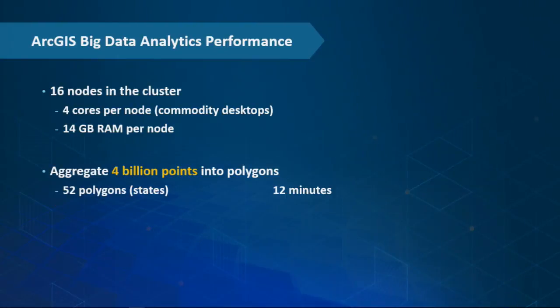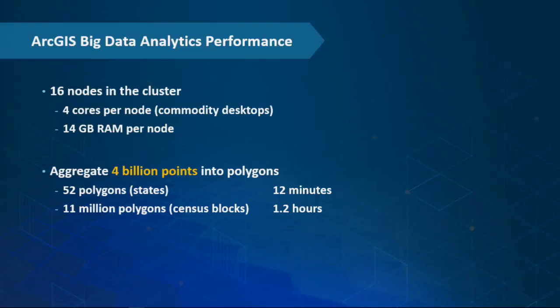Now, we threw an even bigger test at it. Same machine. We created a data set that had 4 billion points. And we wanted to aggregate those 4 billion points into polygons. So we said, let's just take the US states polygons, of which there are 52, with DC and Puerto Rico. This is Tiger data, okay? Anyway, to aggregate the 4 billion points into the Tiger states geometries, you get that done in 12 minutes. That's pretty good. 4 billion points into 52 polygons in 12 minutes.